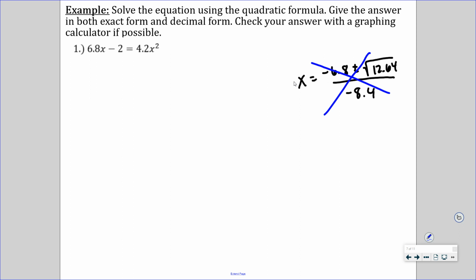Like 5 over 10. Yeah, times everything by 10, right? Let's get rid of the decimals. Times everything by 10. So just write this part in your notes. Times everything by 10. That's going to give me 68x minus 20 equals 42x squared. And then you can go from there. I'll finish it if we have time, but I just want to do a couple other word problems. This would work if it wanted decimal form. We could square root decimals, we could figure out what this is. We just wouldn't be able to get the exact form from there.